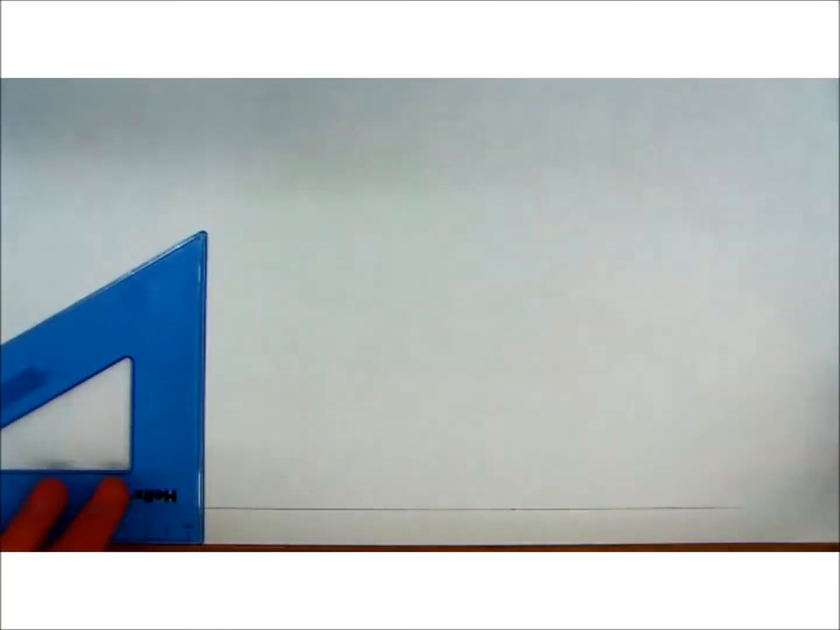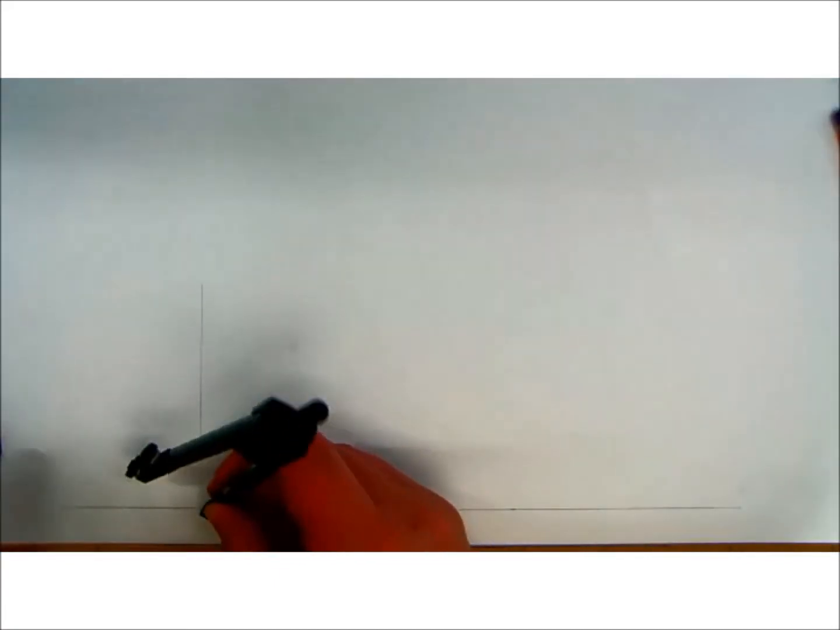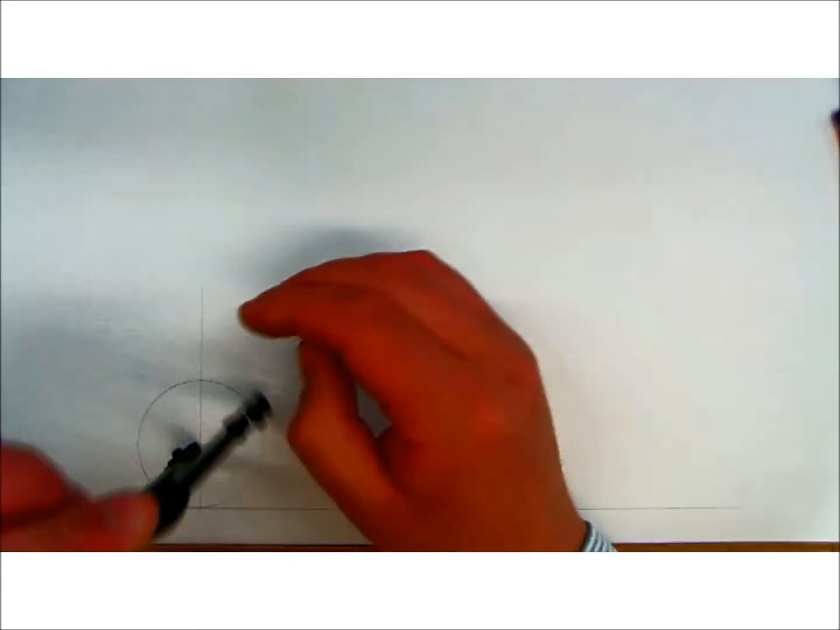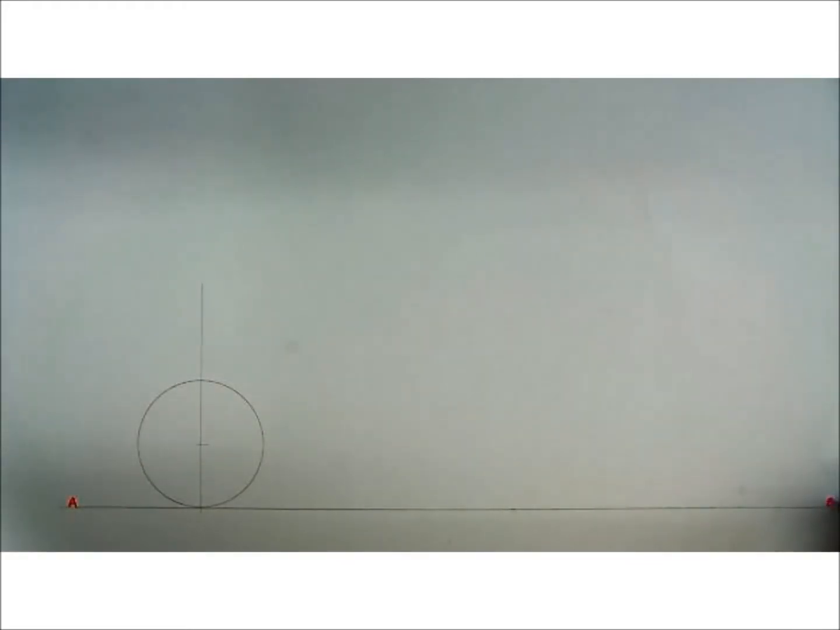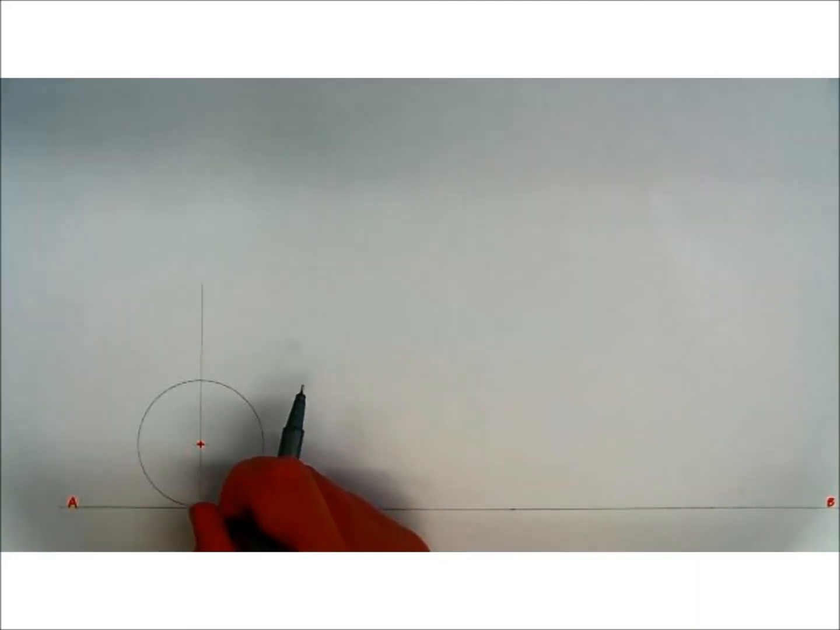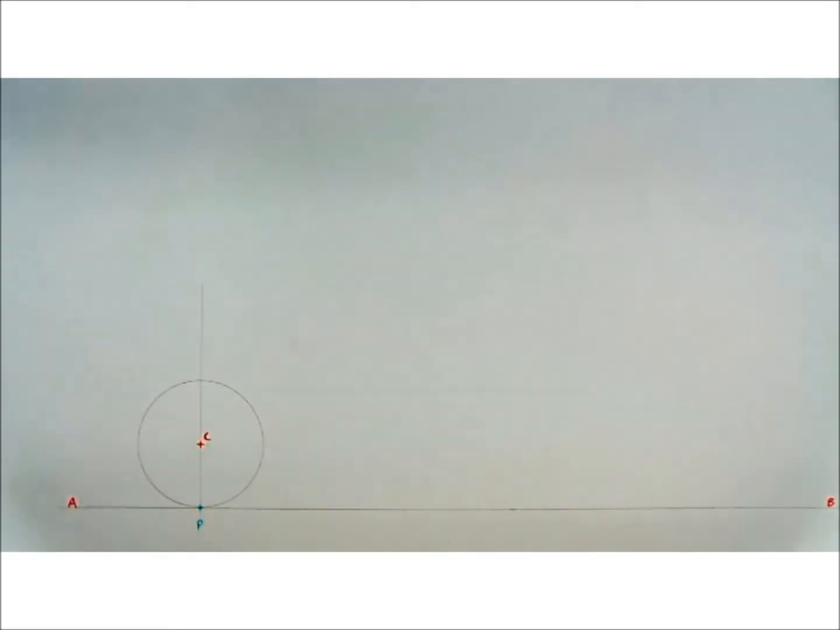And first things first, always draw what's given, draw what's there. We have our ground line AB, we have our diameter 60 circle C, and we also have our point P. So let's put that in first. Okay, so that's what we've been given. We've been given the circle C, point P on the ground, and the line AB.